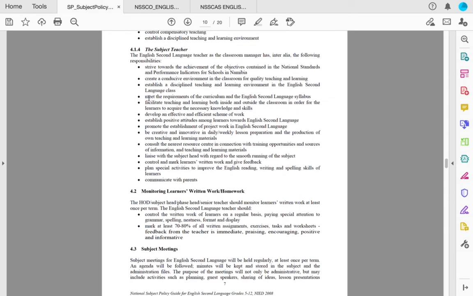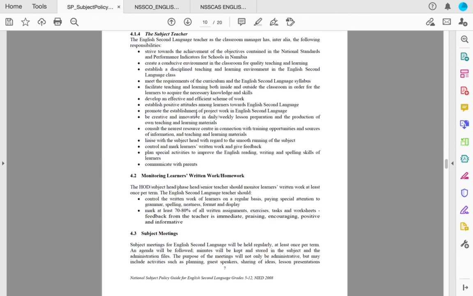And then we have meeting the requirements of the curriculum and the English language syllabus, facilitate teaching and learning both inside and outside the classroom. So you have to create activities that are going to facilitate learning, inside and outside the classroom. And then develop an effective and efficient scheme of work, because your lesson preparation needs to be derived from the scheme of work, and you create the scheme of work from the syllabus.